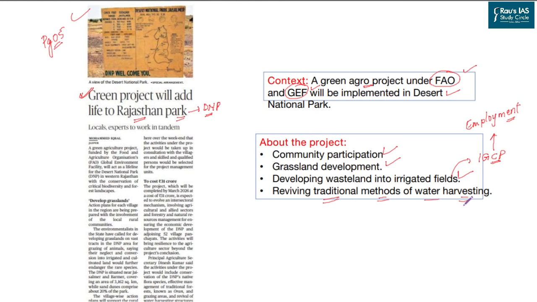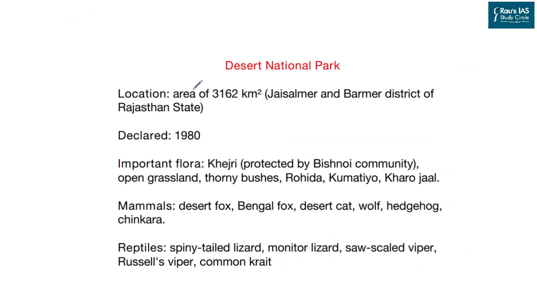With this, let us now also understand something about the Desert National Park. Desert National Park is situated in an area of 3162 square kilometers, which is one of the largest in India. It is situated in the districts of Jaisalmer and Barmer. Both of these districts share their border with Pakistan, and they are situated in the state of Rajasthan.